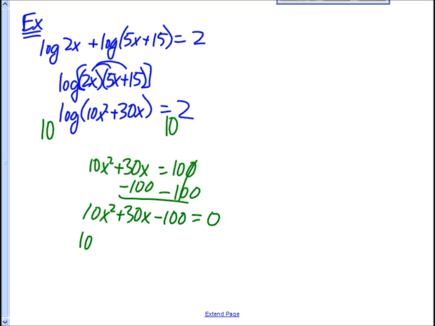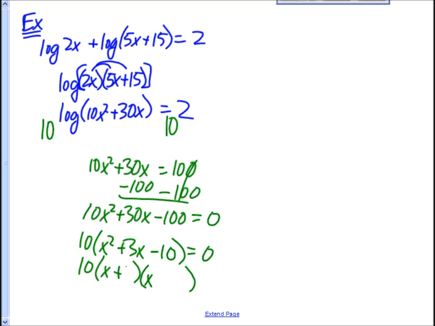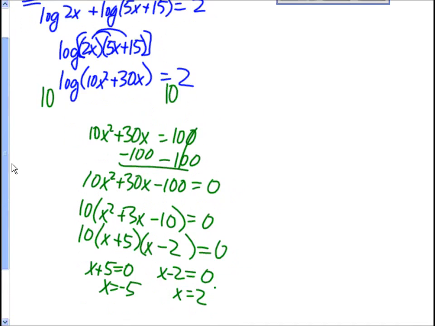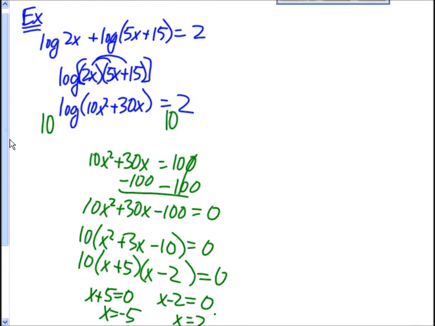I notice I can take 10 out of each of these. Let's simplify this a little bit, and then let's go ahead and factor that. Let's see, what's that factor into? We got x plus 5, x minus 2. And then we're going to use that zero product property. So x plus 5 equals 0, x minus 2 equals 0. Subtract 5 here, add 2 here. So here's our proposed answers, negative 5 and 2. That's kind of interesting. So we're thinking to ourselves, well, we better definitely check for extraneous solutions here. Is there really 2 solutions to this original equation?